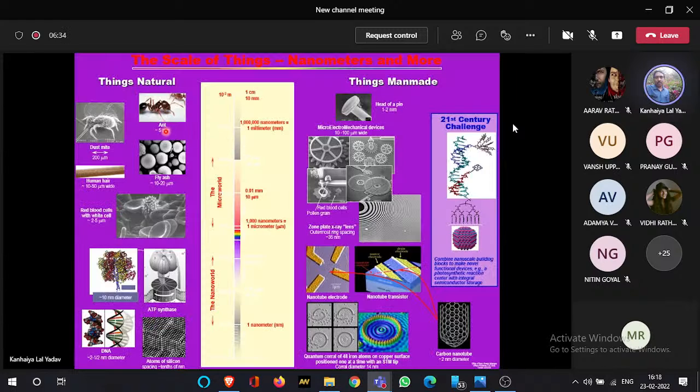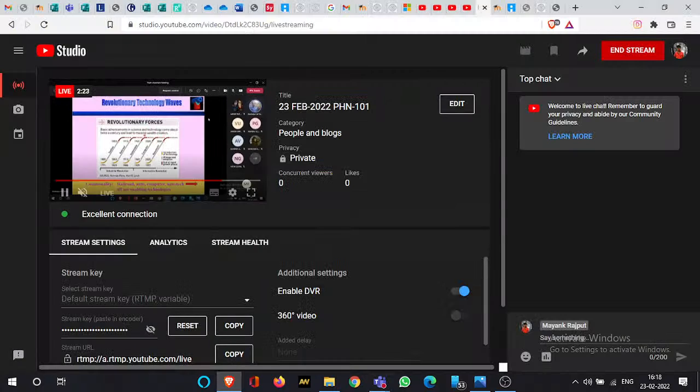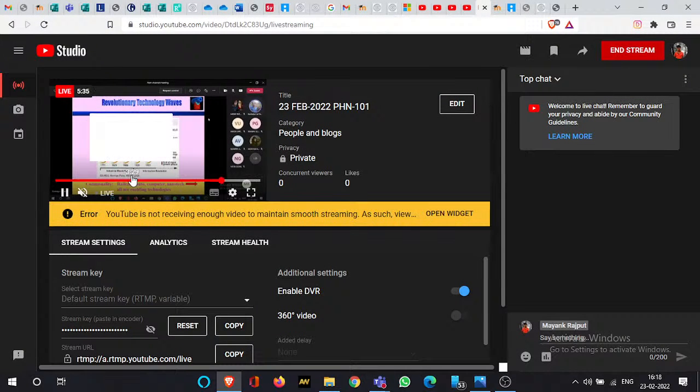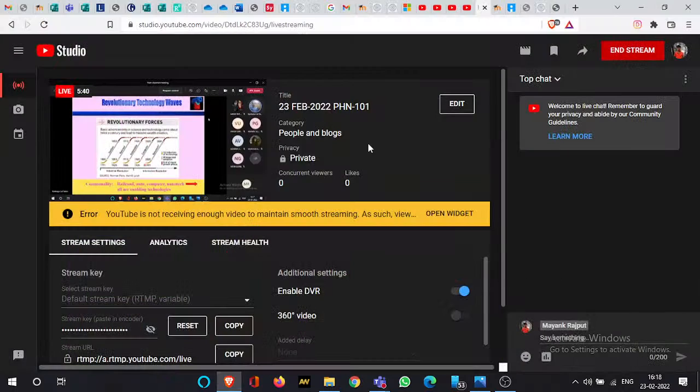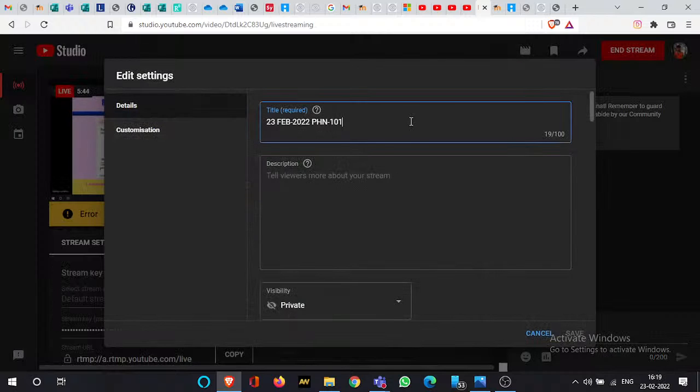On the left hand side, these are natural things, like the dust mite, with sizes given as 200 micrometer and 5 mm. Fly ash, RBC, then you have DNA and RNA, which come down to 10 nanometer diameter, and atoms in nanometer sizes. On the right side, they are the man-made things.